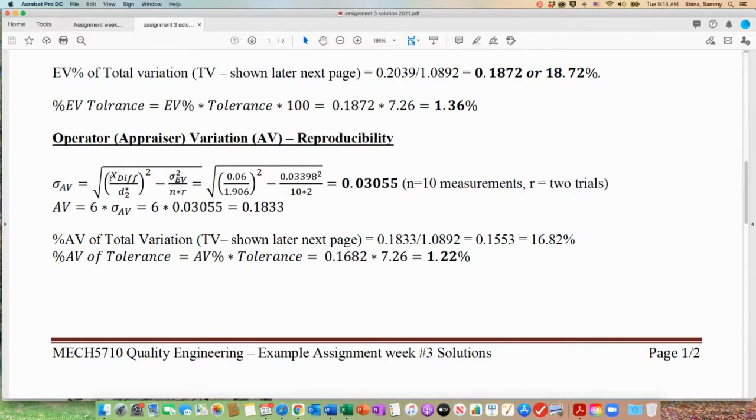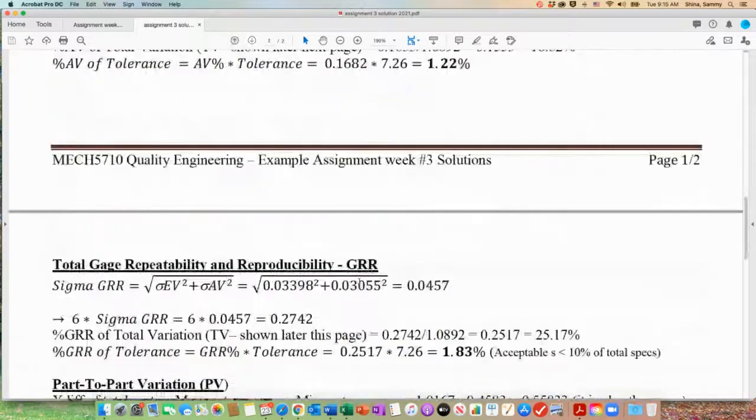So we convert XDiff in this formula here. We convert XDiff to sigma by D2 star. It's a conversion of XDiff to sigma, and we take away the equipment variation. Again, we get the same numbers, which is the sigma, then the appraiser variation, which is the 6 sigma, then we get the percentage of the total variation and percentage of the tolerance.